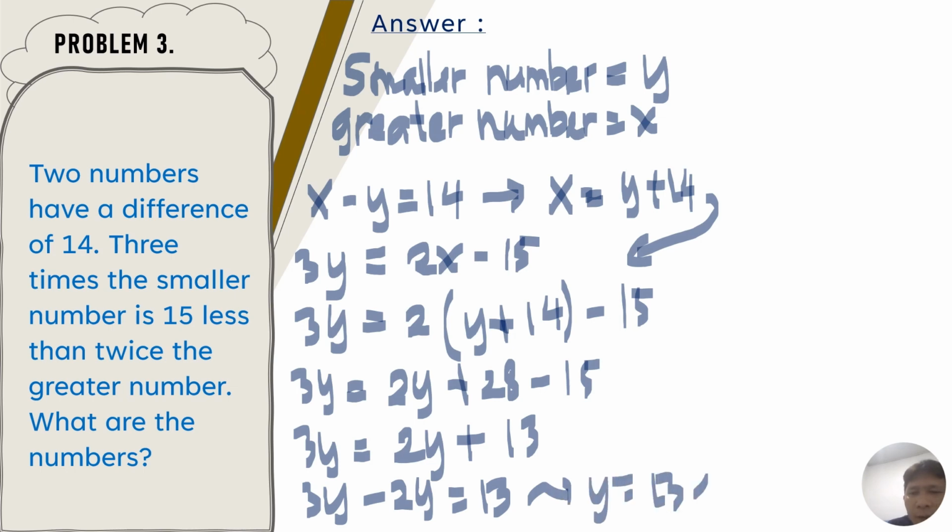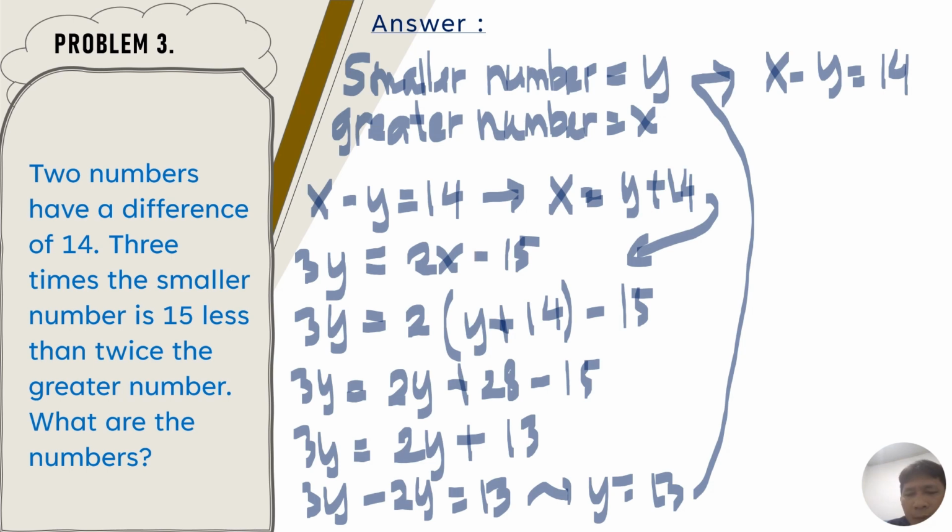Then we're going to find the value of x. They say that x minus y equals 14. x minus 13 equals 14. So x equals 14 plus 13 equals 27. What are the numbers? So the answer is x, the greater number, equals 27, and y, the smaller number, equals 13.